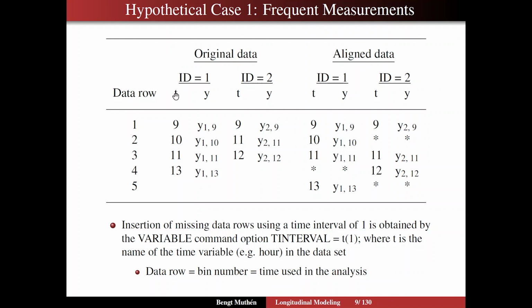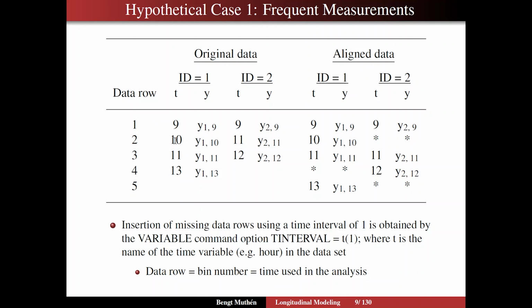For the original data, we will look at 2 people, ID1 and ID2. And for each of them, we have a time measure, hours, and an outcome, which we'll just call Y. And then we look at the data rows. For ID1, we measure that person at 9 in the morning, 10 in the morning, and 11, and at 1 in the afternoon. So we have 4 measures for that person. For the second person, however, we have measurements at 9, 11, and 12. So only 1 is common with the first person.